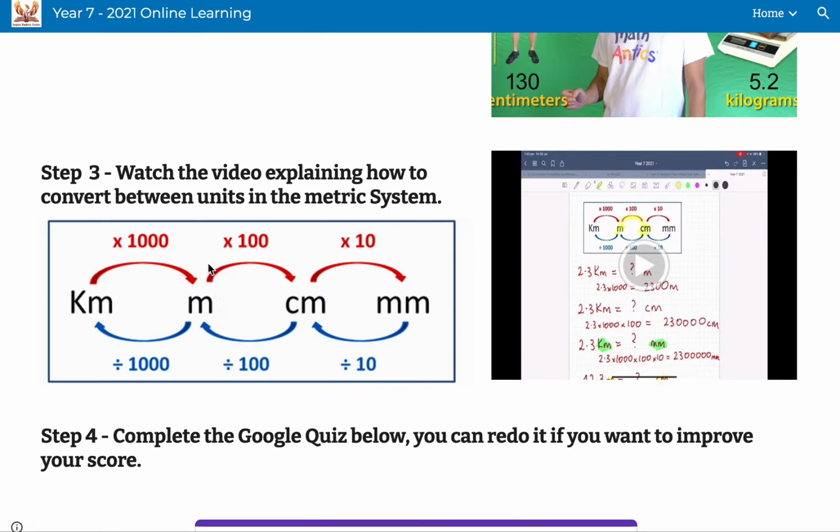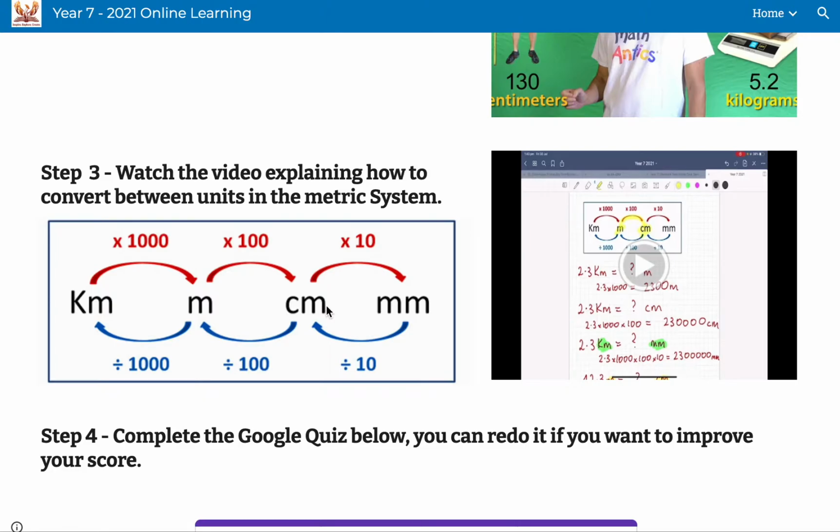So they might say, okay, you've got 1 kilometer. How many meters do you have? You need to change that 1 kilometer to meters. And you might know that there's 1,000 meters in a kilometer. So if you want to change from kilometers to meters, you need to multiply by 1,000 because 1 kilometer is equal to 1,000 meters. And you pretty much need to memorize that there's 1,000 meters in a kilometer, there's 100 centimeters in a meter, and there's 10 millimeters in a centimeter.